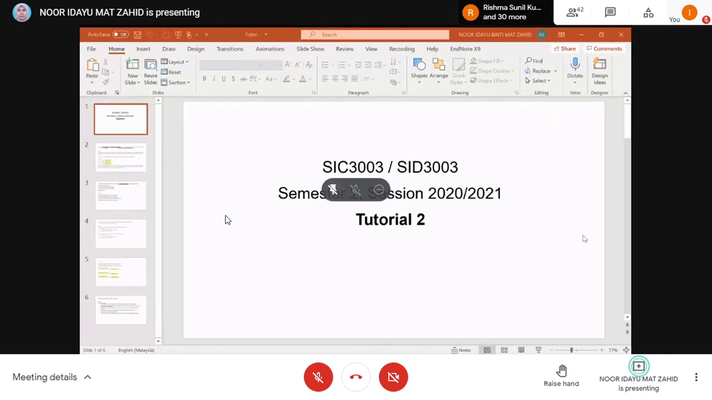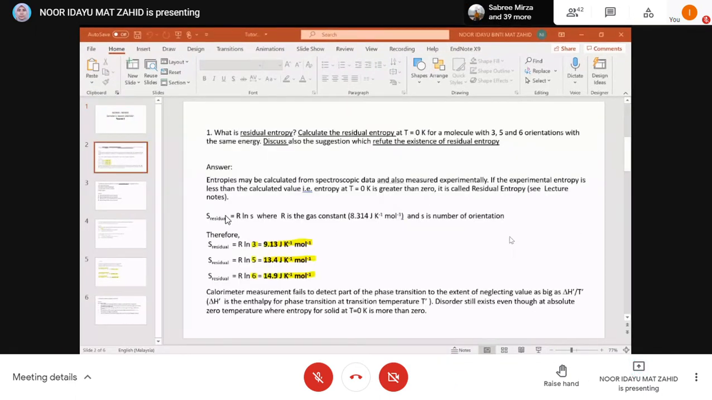So for tutorial 2, I think the questions mainly focus on lecture 6 and lecture 7. So the first question is on residual entropy. So what is residual entropy?